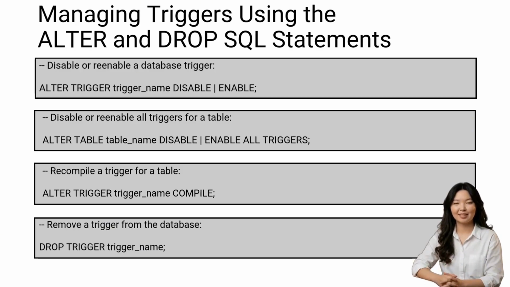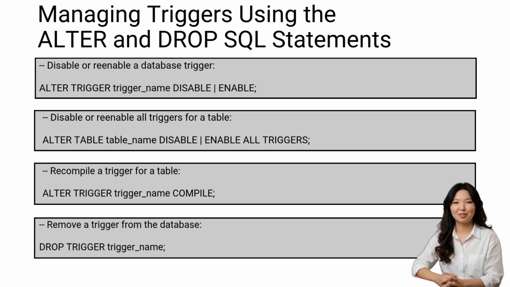This slide explains how to manage triggers using SQL statements. You can use the alter trigger statement to enable or disable a specific trigger, depending on whether you want it to execute or not. Similarly, you can enable or disable all triggers on a table using the alter table statement.